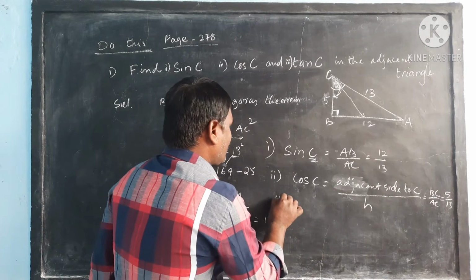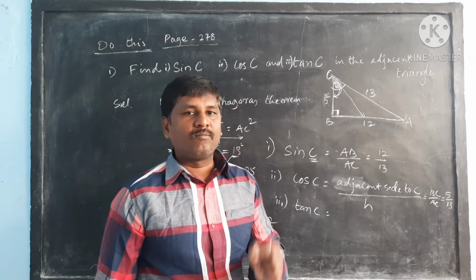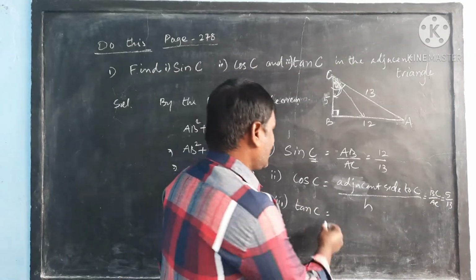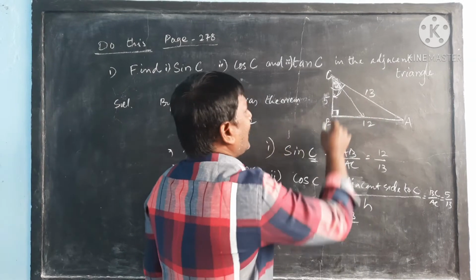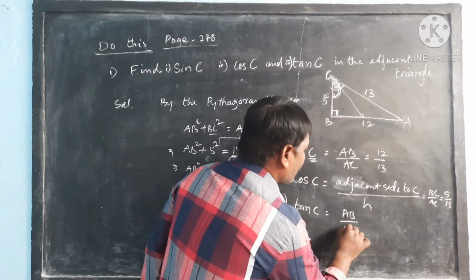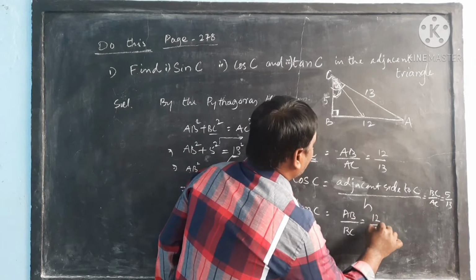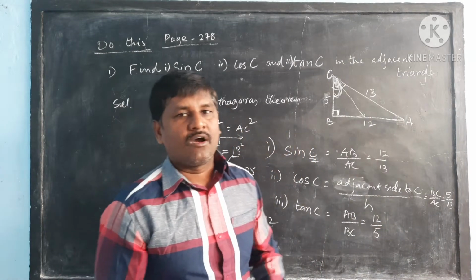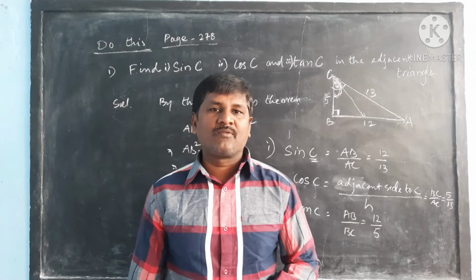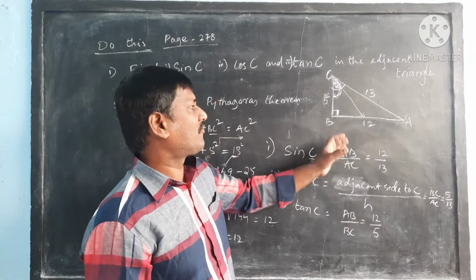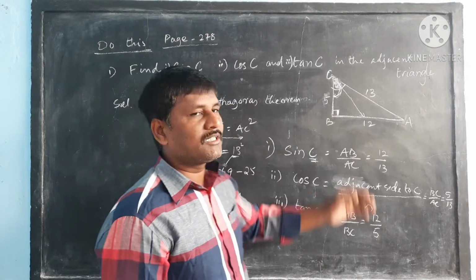Similarly, you can find the third one too, that is tan C. Tan C means opposite side to C by adjacent side to C. The opposite side to C is AB, and the adjacent side to C is BC. Then substitute the values: AB is 12 and BC is 5. Like this we can solve any trigonometric ratio asked in the question. But before you solve, you have to confirm that all the measurements of the sides of the right angle triangle are known. If it is not given, you have to find it like this. If it is given, then no problem at all.